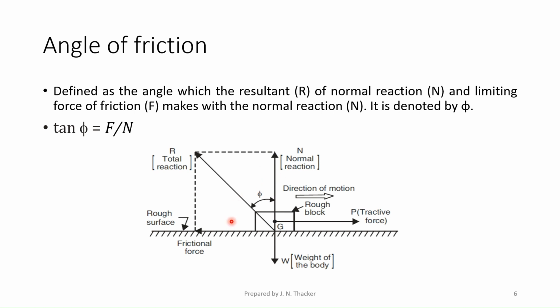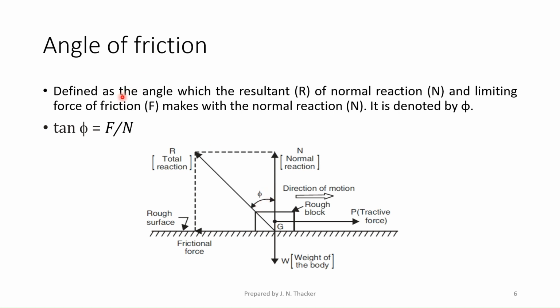So you will need to find the total reaction of these two. That means the resultant of these two. So this R force is the resultant of F and N. You get it by the parallelogram method. You complete this rectangular parallelogram and the diagonal is your resultant force. So this is your total reaction R. And the angle between this total reaction R and normal reaction N is called angle of friction. And we have assigned the symbol phi to it.